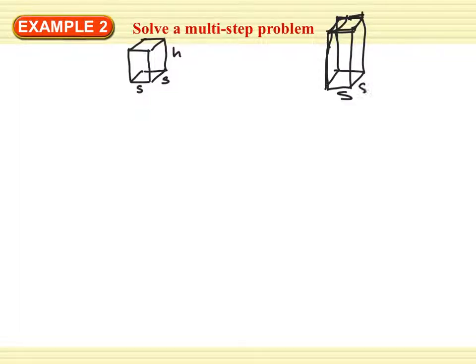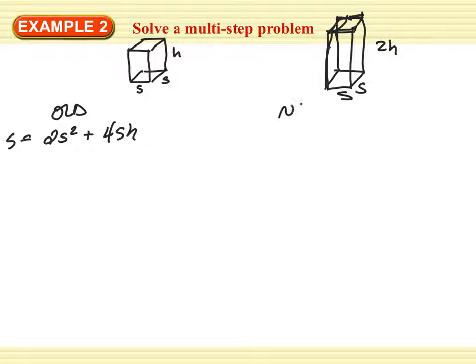So this is S times 2H. So the old box, I have the surface area is 2 times S squared plus, so that's the bottom and the top. And then we have the 4 sides, 4 times S times H, right?